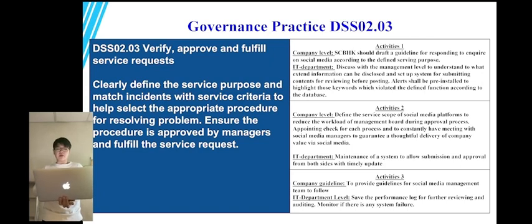Third, to resolve the system requests by performing certain operations, including answering customers' inquiries, updating social media, deleting comments, and so on. On the company level, there should be a guideline for the social media management team to follow, and on the IT department level, they should save the performance log for further reviewing and auditing to monitor if there is any system failure and to guarantee customers' inquiries can be resolved timely.